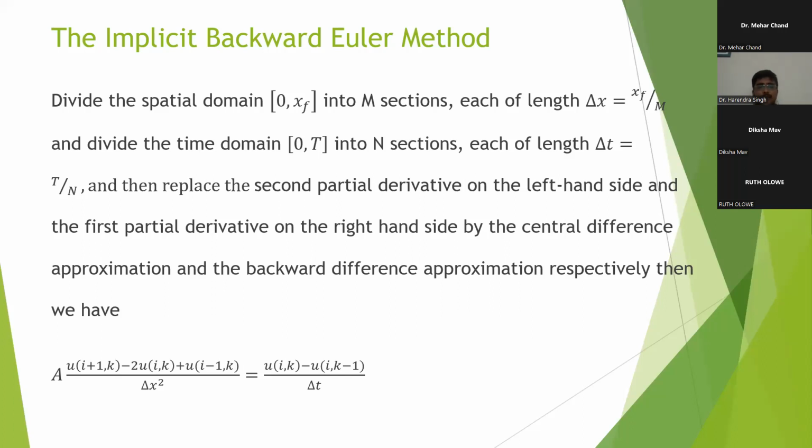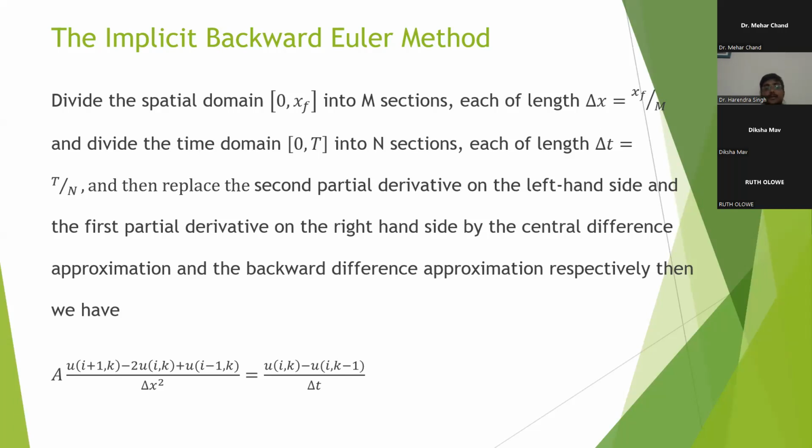Divide the spatial domain 0 to xf into m sections, each of length xf by m, and divide the time domain 0 to t into n sections, each of length delta t equal to t by n. Then replace the second partial derivative on the left hand side and the first partial derivative on the right hand side by the central difference approximation and the backward difference approximation respectively.